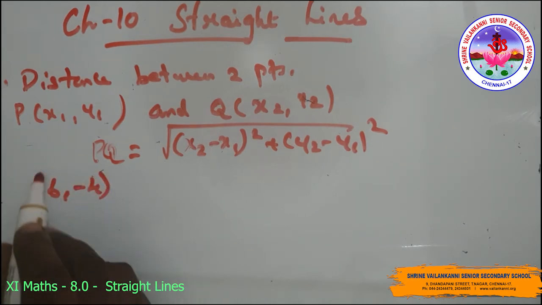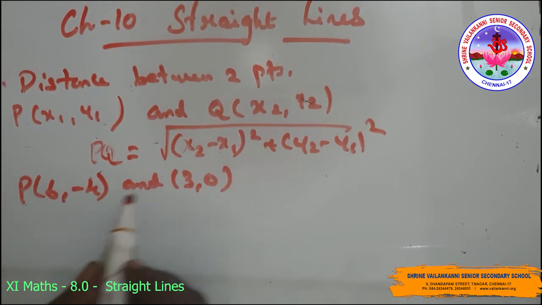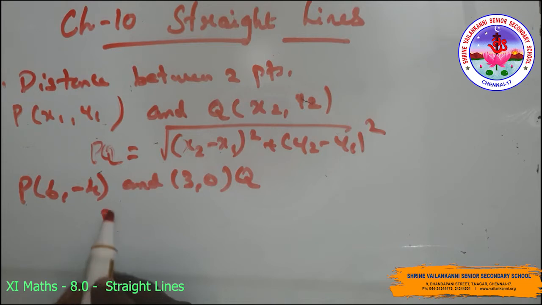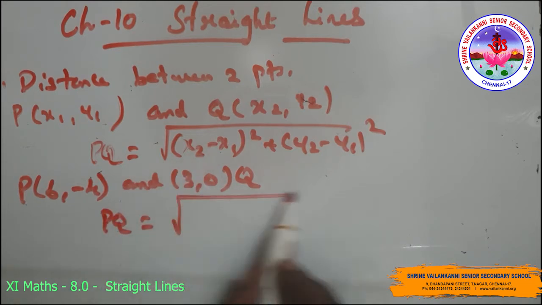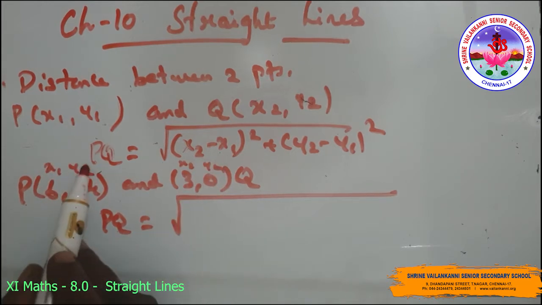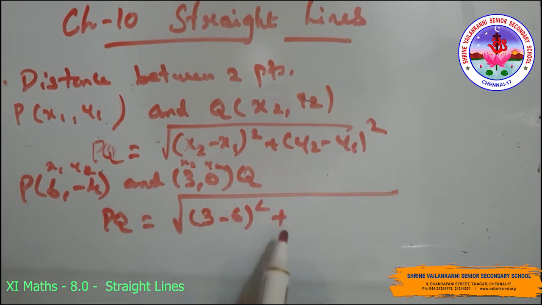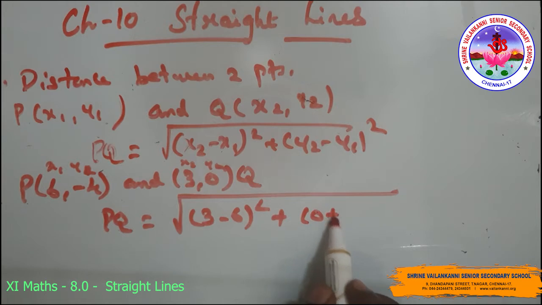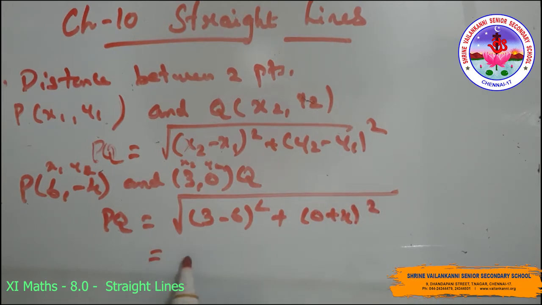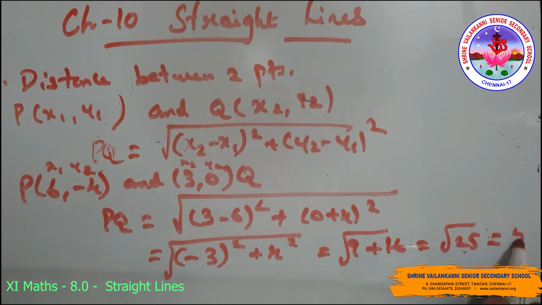The points (6, -4) and (3, 0). Let P be (6, -4) and Q be (3, 0). Distance between these 2 points using this formula. So this one is x2, y2 and this one is x1, y1. So x2 minus x1, 3 minus 6 whole square plus 0 minus of -4, which is +4, whole square, which is (-3) whole square plus 4 square, which is 9 plus 16, which is equal to root 25, which is equal to 5.